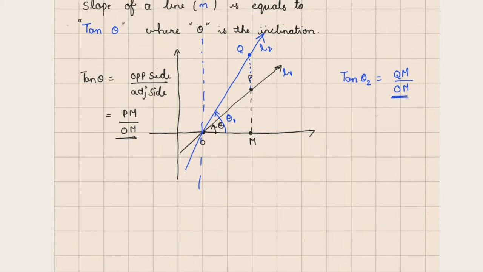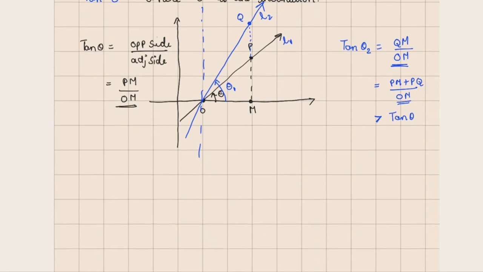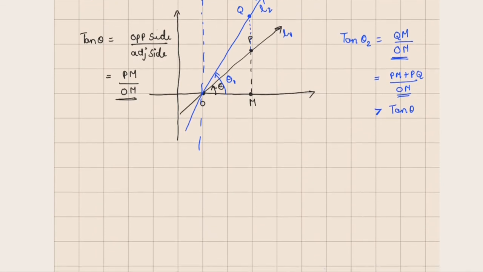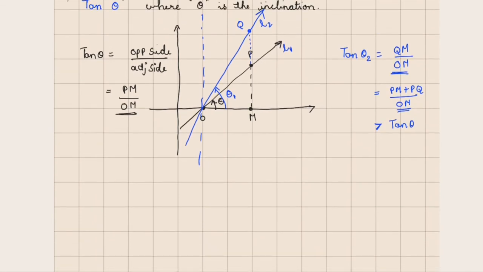So if we compare, QM is nothing but PM plus PQ, by OM. Obviously this is greater than tan theta, because tan theta is just PM by OM, whereas tan theta 2 is PM plus PQ by OM. So tan theta 2 is greater than tan theta. This is the reason why we use tan theta: with the inclination increasing, the slope also increases.